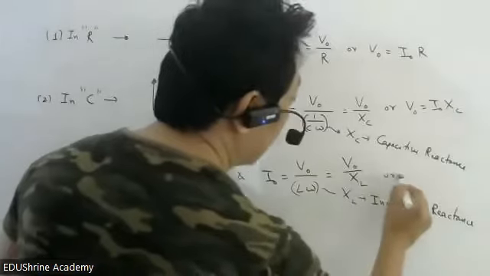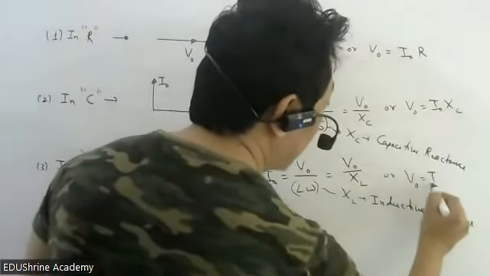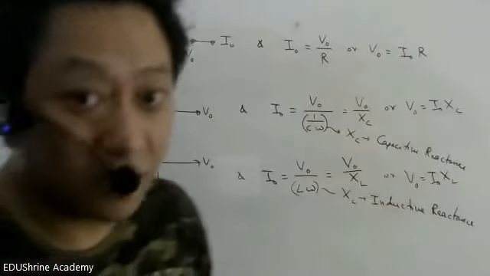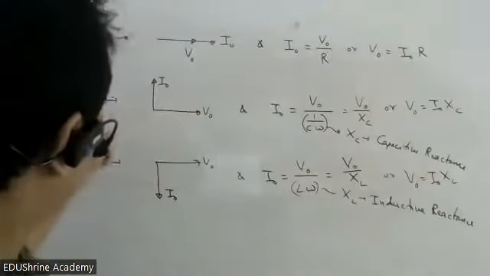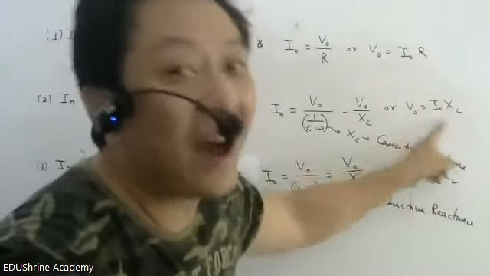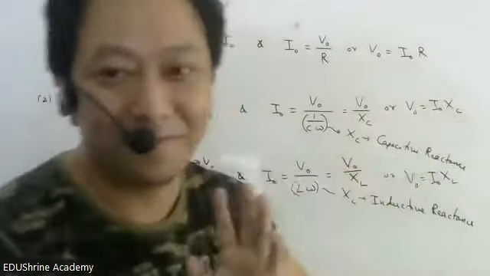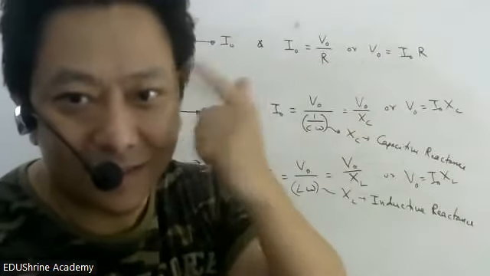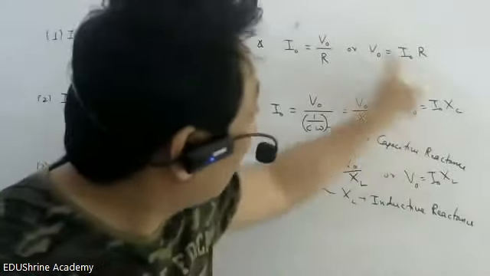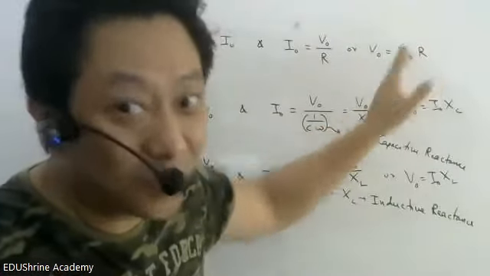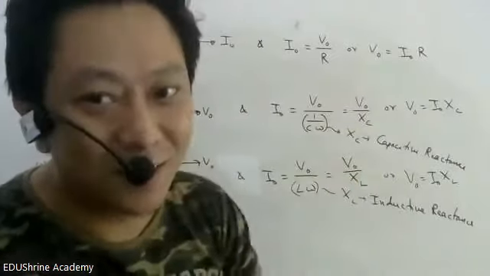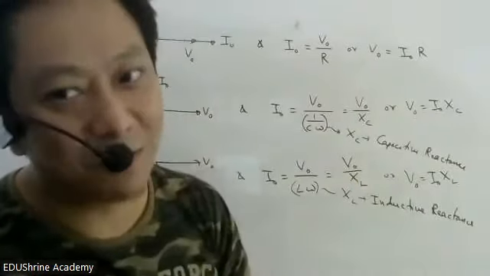Or if you cross multiply V naught, how will you write? I naught XL. In other words, students, you can apply Ohm's law for capacitor and inductor also, provided you don't write R, but you write XC. Understood? Yes, sir. Whatever formula we have for Ohm's law, we can write a similar formula. That is the reason why we are creating all these things, so that it is easy for us to remember.